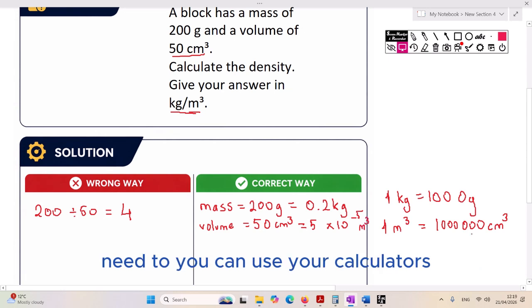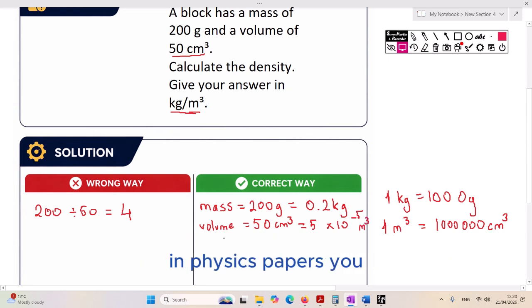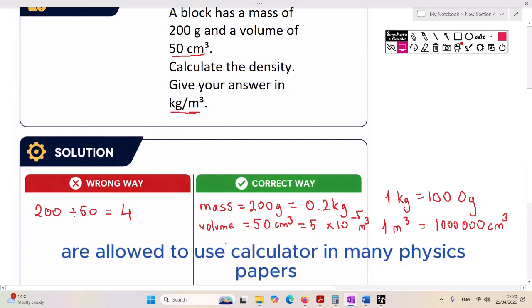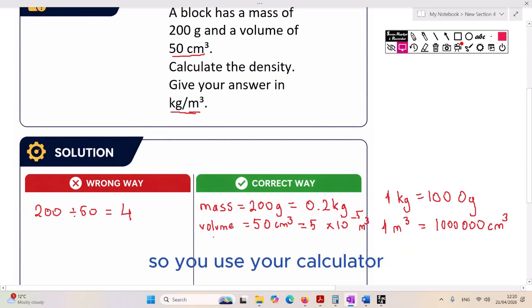You can use your calculators when you are dividing numbers to each other. In physics papers, you are allowed to use a calculator, so you use your calculator.